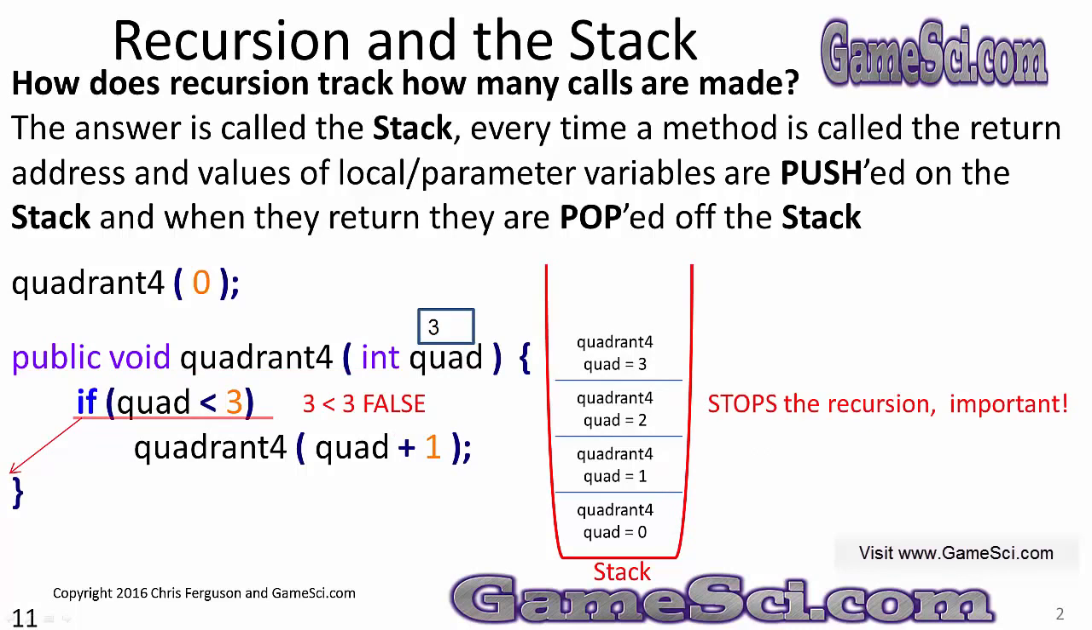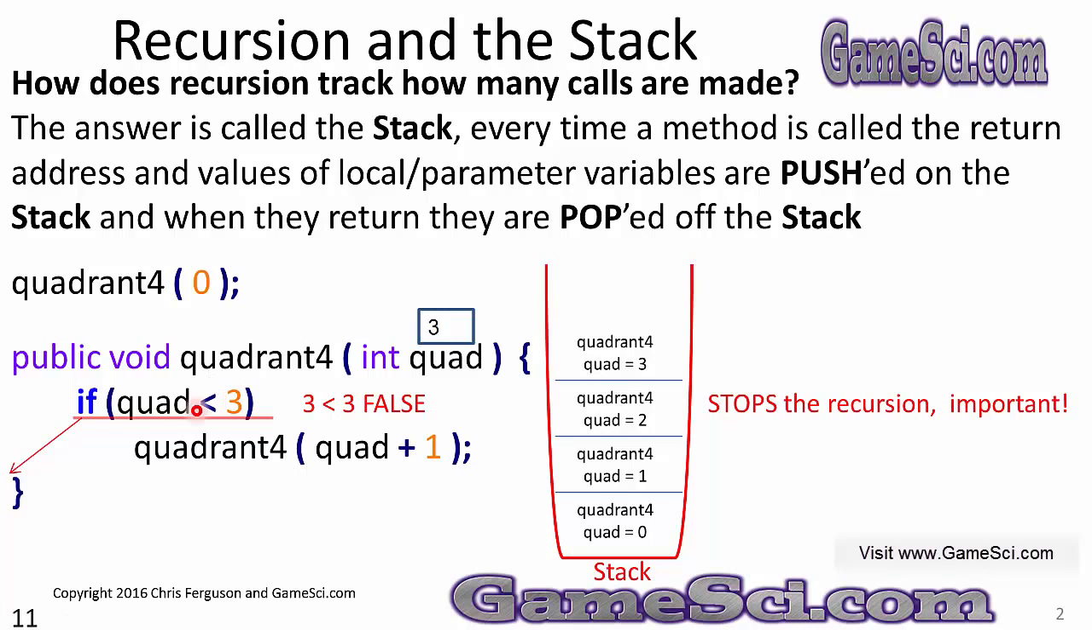Quad less than 3, 3 less than 3 is very, very much a false statement. As a false statement, this is going to stop the recursion. It's extremely important that recursion stops. Recursion cannot keep calling itself over and over, or it would fill up the stack. So recursion has to have a terminating condition, something that stops the recursion. And when quad gets to 3, we're going to stop.